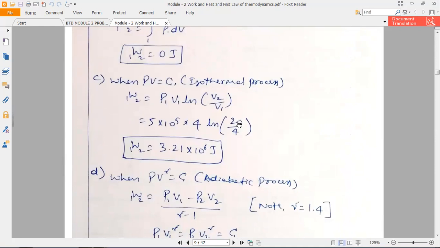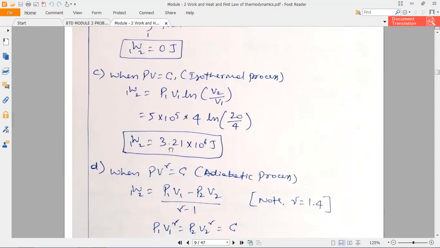We know the values: V2 is 20 and V1 is 4. P1 V1 ln, P1 is 5 into 10 to the power 5, initial volume 4. Substitute the values in the calculator, and using the calculator, find out the final answer, that is 3.21 into 10 to the power of 6 joule. Next, adiabatic process.